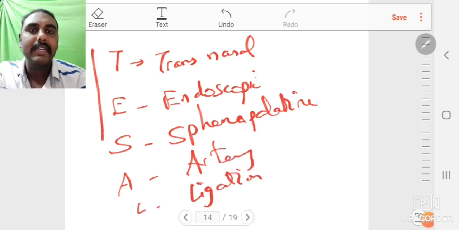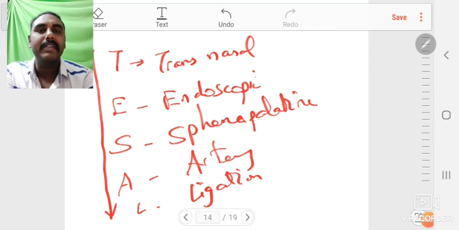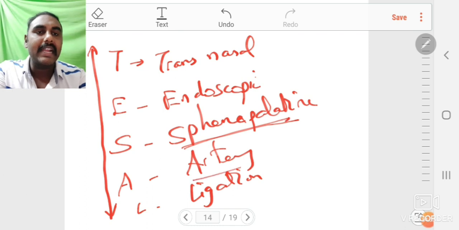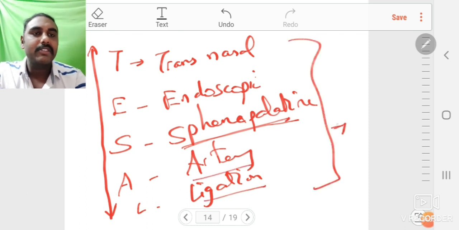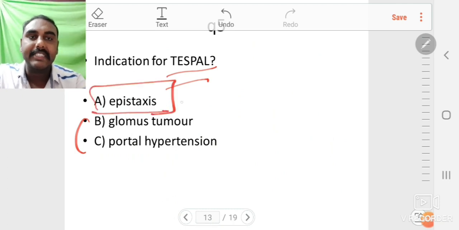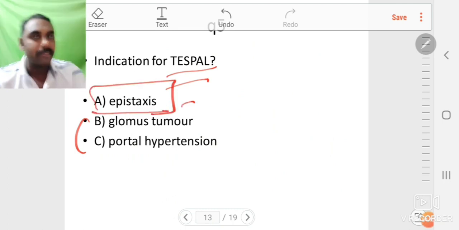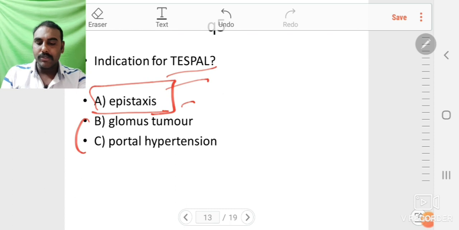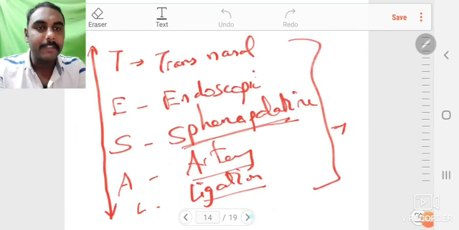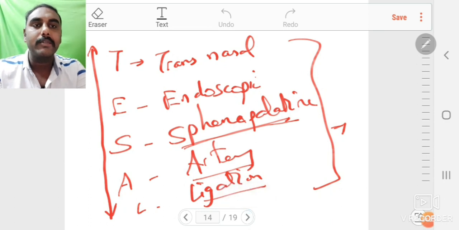TESPAL stands for transnasal endoscopic sphenopalatine artery ligation. So where is it needed? It is needed in epistaxis. So the answer is straightforward. It was option A in your exam, I hope. It is epistaxis. It's a very easy, straightforward MCQ. So transnasal endoscopic sphenopalatine artery ligation.